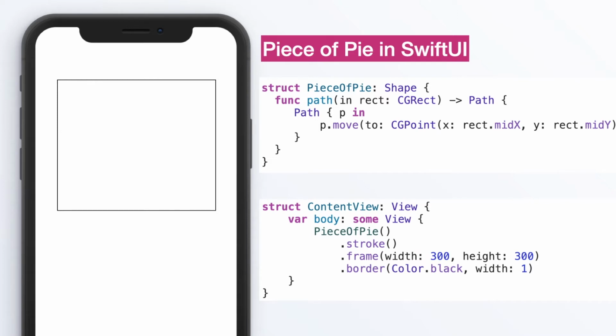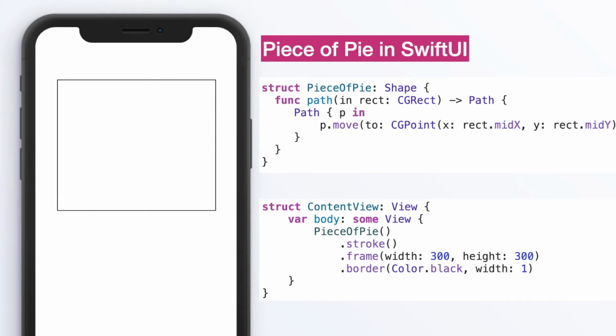But the ContentView also adds this frame modifier with a width of 300 and a height of 300. Now what this means for PieceOfPie is that the CGRect that it gets passed through the path function is also limited by this frame width and height. So if we would move to the middle, it would actually move to a width of 150 and height of 150. The ContentView also decides to add a border with a width of 1, and that's what you're seeing on the left side of the screen right now.